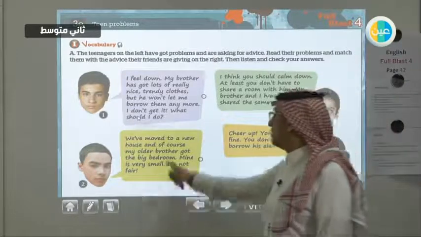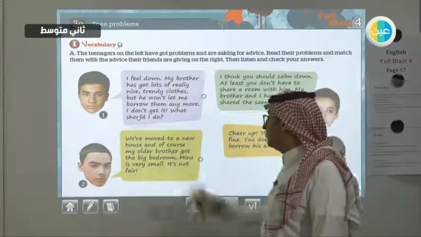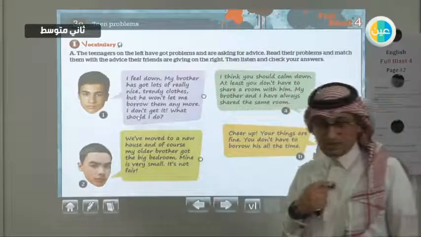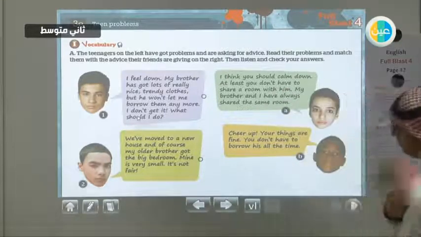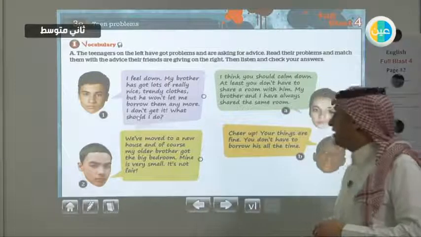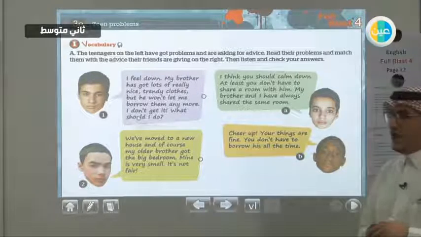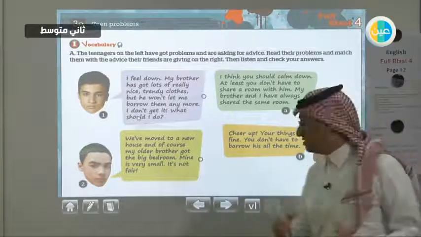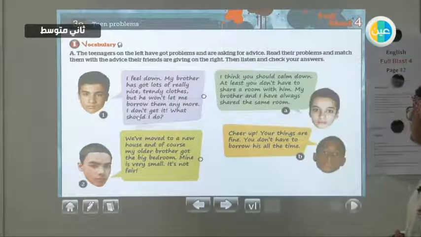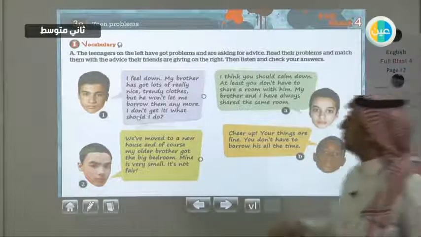And of course, my older brother got a big bedroom. My older brother, the one who is bigger than me. Mine is very small. It's not fair. It's not fair, not balanced, okay? So, these are the two problems.